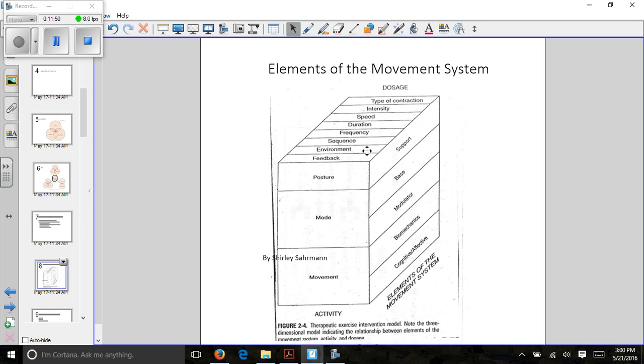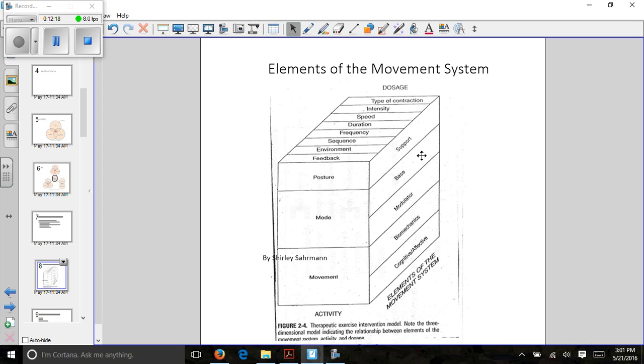Environment, what's the environment that we want them to do these exercises in? Do we want them to do it on a smooth hallway surface, or on grass, if we're talking about gait, for example? And then what's the feedback? How much feedback are we going to give them as a PT? Are we going to be telling them, no, you actually need to move your foot a little bit further to the right, that will help with your balance? Do we put a mirror in front of them? All different types of feedback.